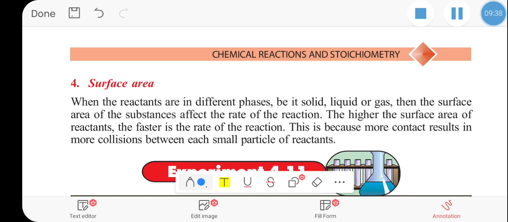The fourth factor that affects the rate of chemical reaction is surface area. When the reactants are in different phases, be it solid, liquid or gas, then the surface area of the substance affects the rate of the reaction. The higher the surface area of the reactants, the faster the rate of the reaction. This is because more contact results in more collision between the small particles of the reactant.